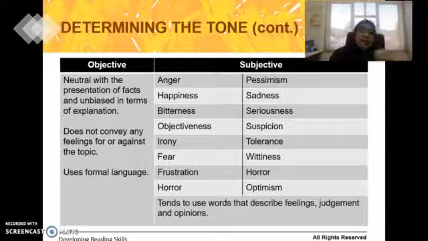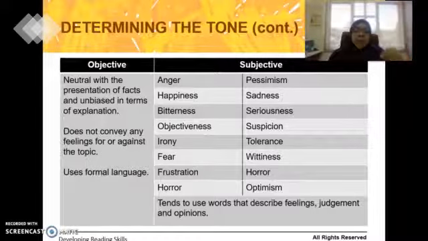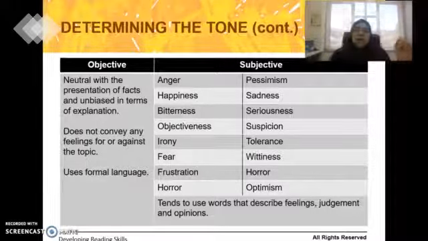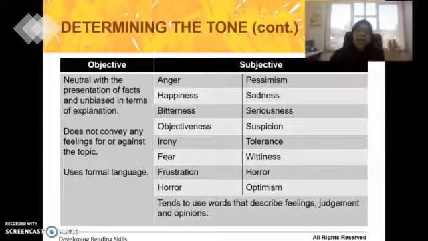Continuing again from what we have discussed before. Tone is divided into two: objective and subjective. Objective tone is neutral, with the presentation of facts and unbiased explanation. It does not convey any feelings for or against the topic and usually uses formal language. However, subjective tone tends to use words that describe feelings, judgment, and opinions.